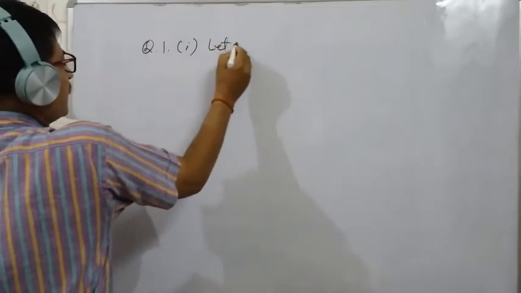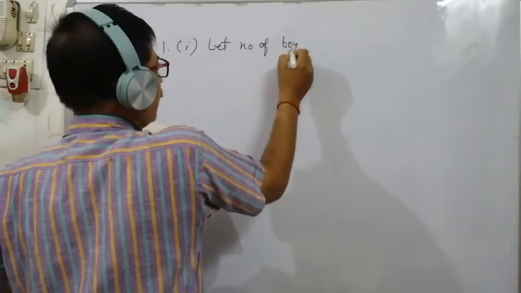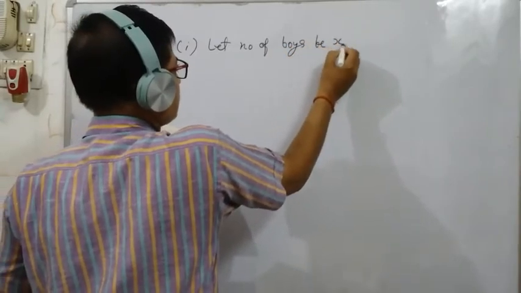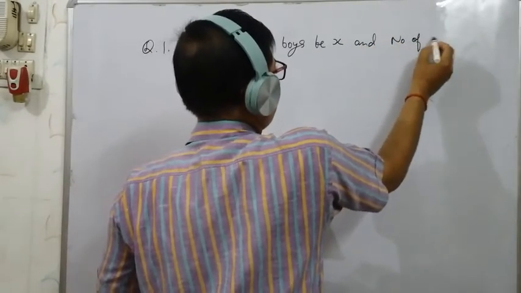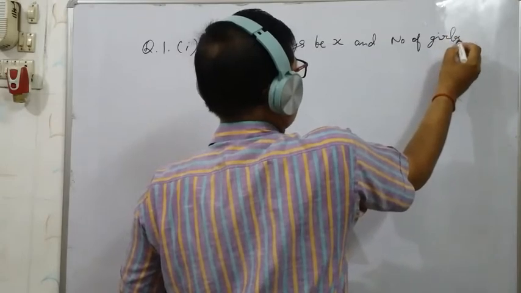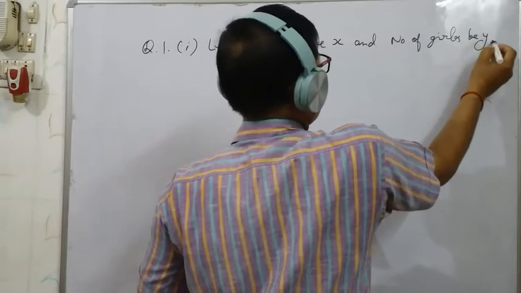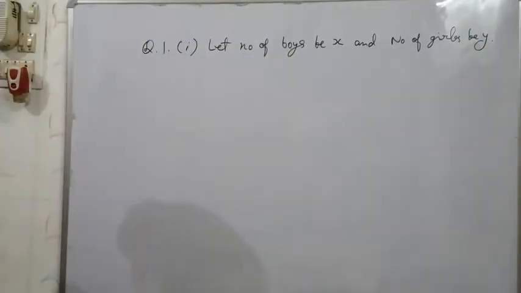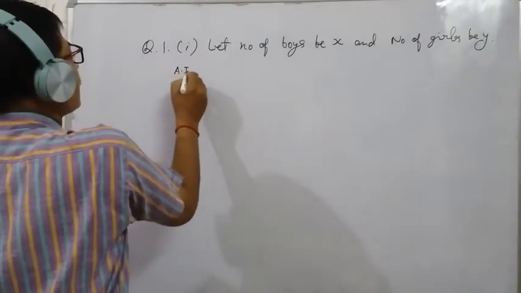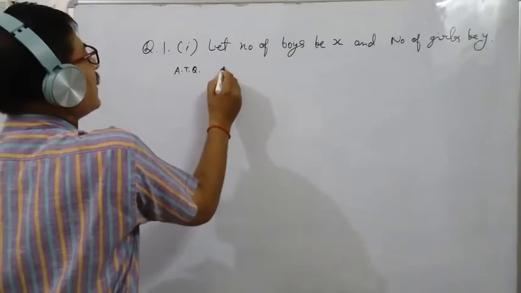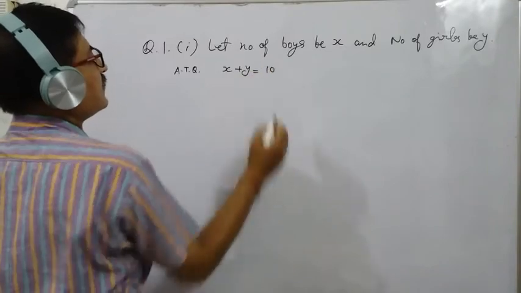Let the number of boys be x and the number of girls be y. Now according to the question, first statement: x plus y, number of boys and girls both, equals 10.